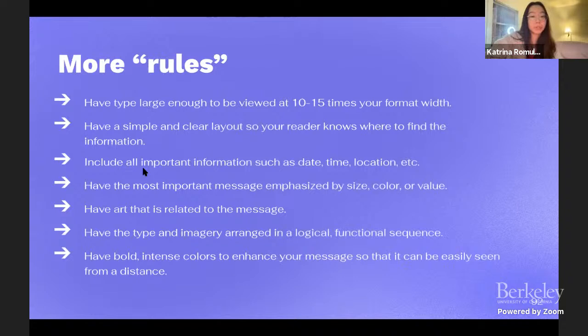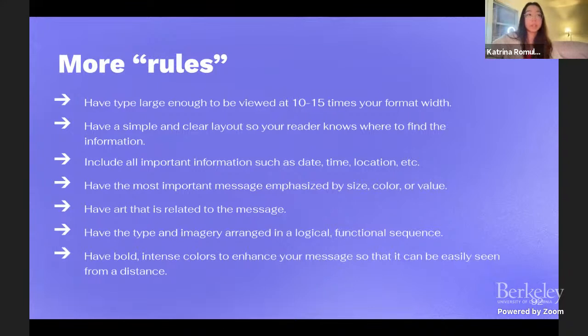Here are a few more rules. Make sure the type is large enough to be viewed. Posters are meant to be viewed from far away, to catch people's eye. Have a really simple and clear layout so your reader knows where to find the most important information, tying back to the rules of hierarchy we've gone over. Include important information in your poster. If it's an event, include the date, time, and location. Have the most important messages emphasized by type size, hierarchy, color, or value, and have art that relates to the message.